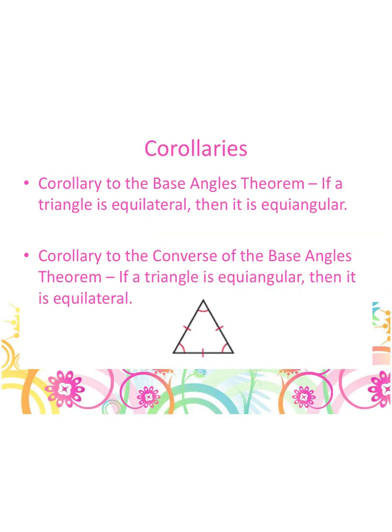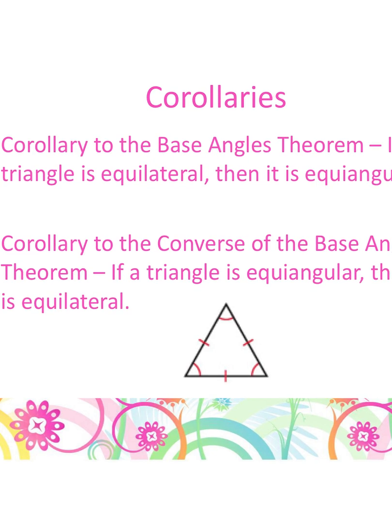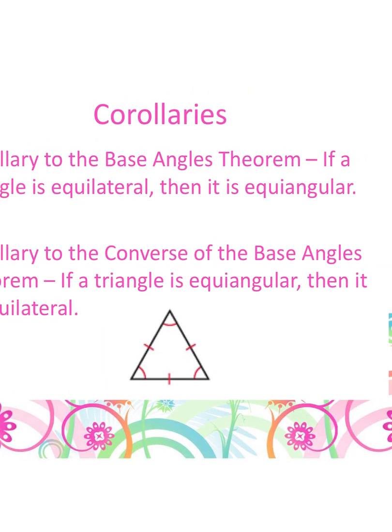Next, we have some corollaries. And remember, these are always based on theorems. So they're both based. The first one's based on the base angles theorem, and the second corollary is based on the converse of the base angles theorem. And these are really common sense. So if a triangle is equilateral, then it's equiangular. So for example, if I give you a triangle and I've labeled all the sides as being congruent, this tells me that this triangle is equilateral. And if I have three congruent sides, then I also know I have three congruent angles, making this equiangular.